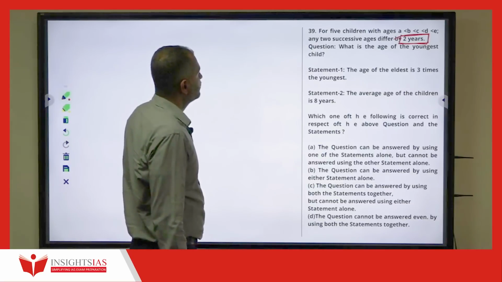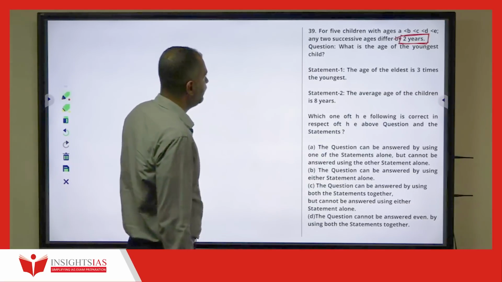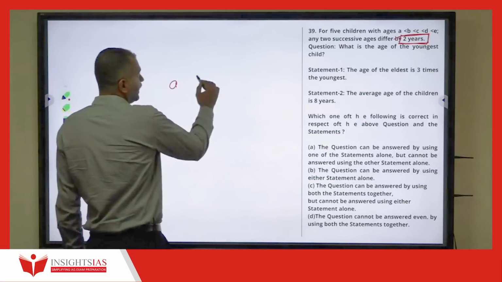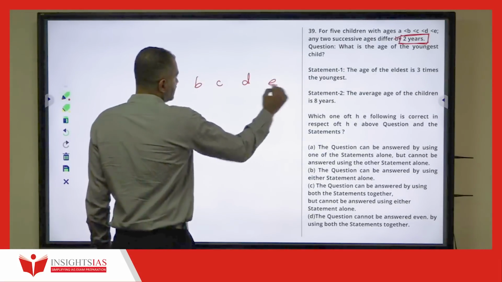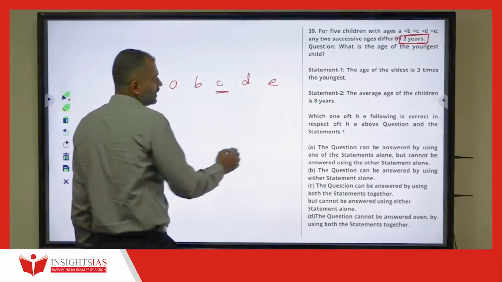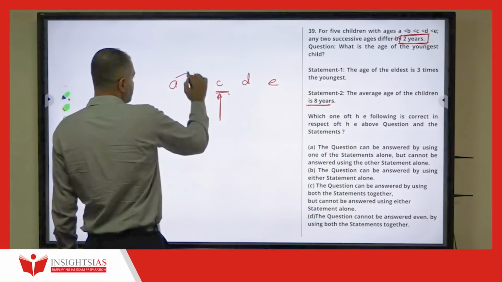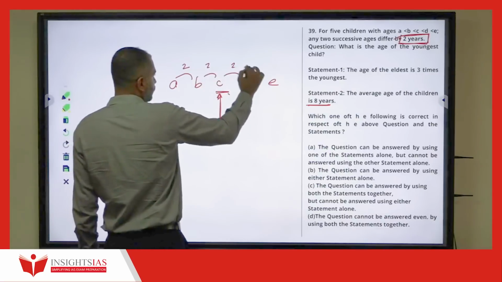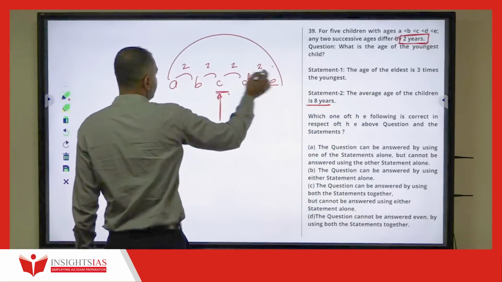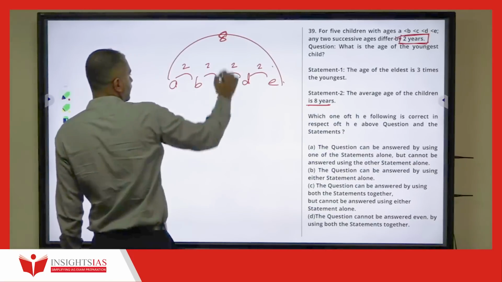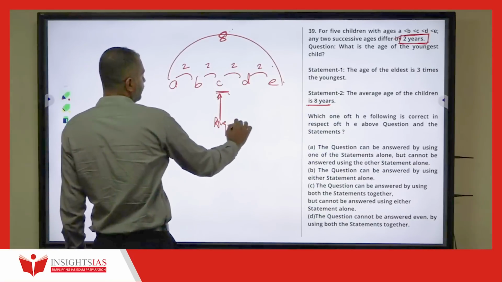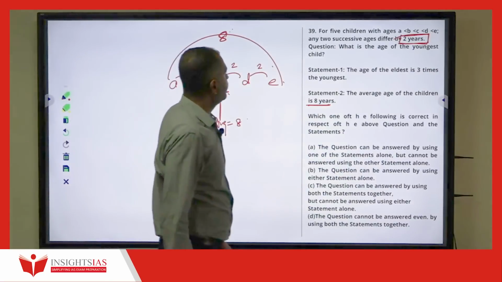See, whenever the series is in AP, A, B, C, D, E, this is the average. And the average is given as 8 years. The difference between these is 2, 2, 2. Okay, average is equal to 8, the middle value is equal to 8. What is asked? What is the age of the youngest child?